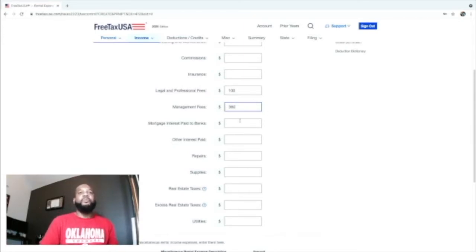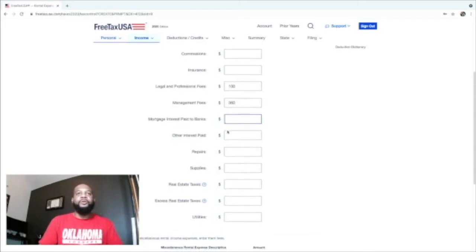Okay. All right. Mortgage interest paid to the banks. You'll get your 1098 of your mortgage interest. You know what I'm saying? So you can put that in here.